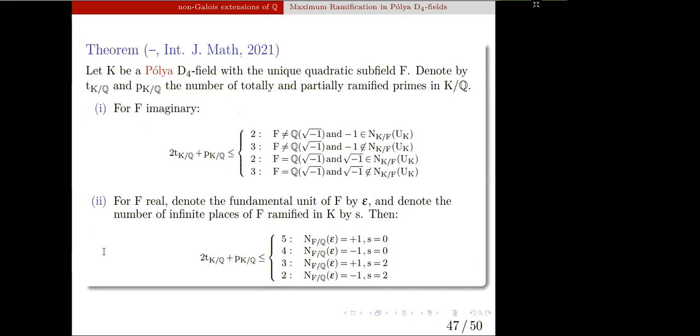And now we can talk about the upper bound on the maximum ramified primes in Polya D4 fields. Please note that we cannot generalize this theorem to arbitrary Dn fields, because the only case in which F over Q is Galois is the case of D4. This theorem works only for D4 fields. And as you see, the only case in which the upper bound 5 can occur is the case that F is real, F has no units of negative norm, and there are no ramified infinite places of F in K.